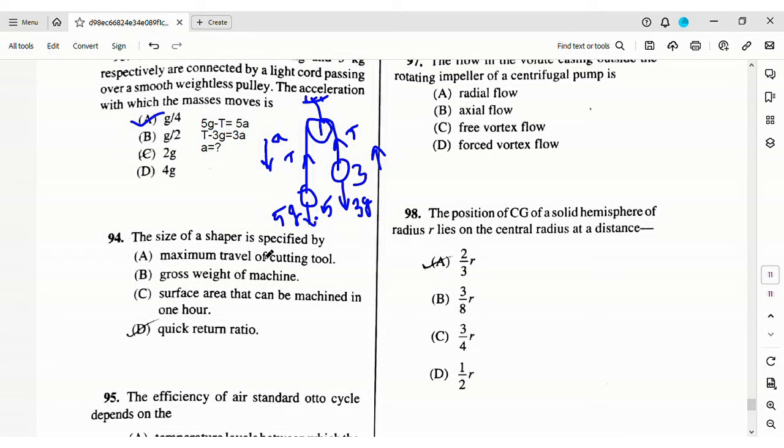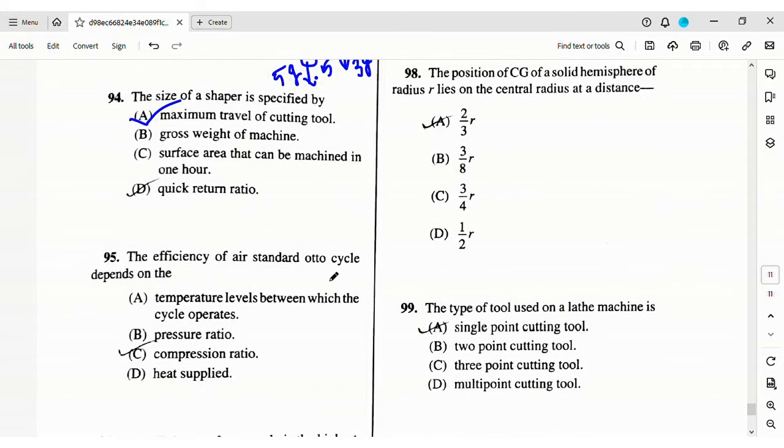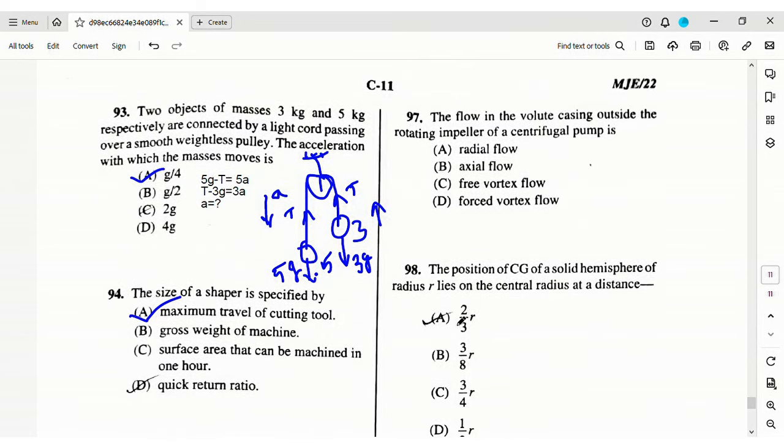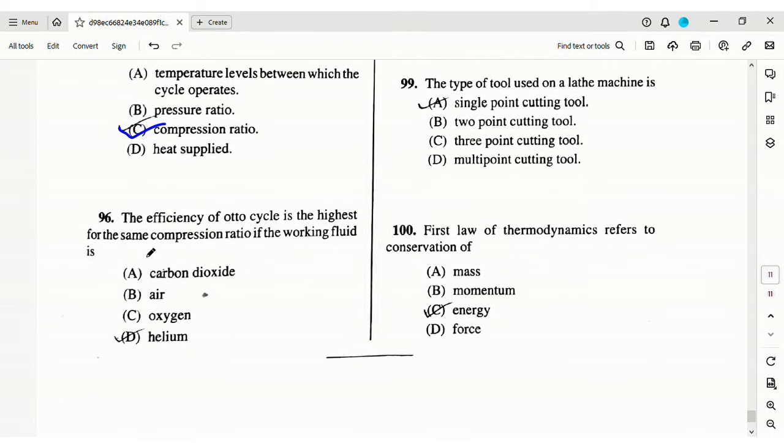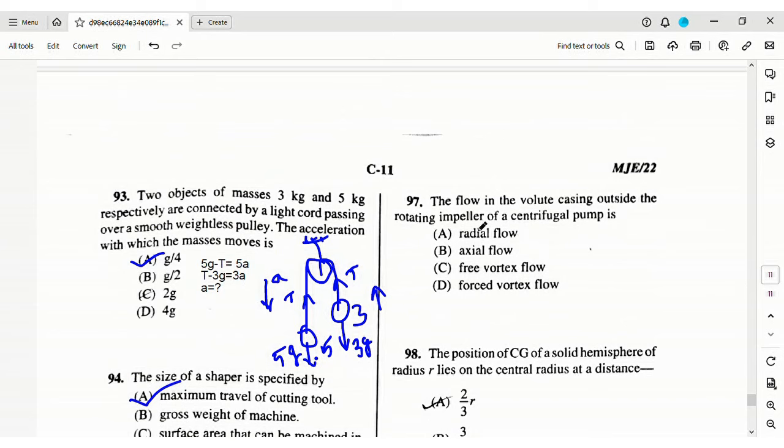The size of a shaper is specified by the maximum travel of the cutting tool. The efficiency of the air standard Otto cycle depends on its compression ratio. Question 96. The efficiency of the Otto cycle is the highest for the same compression ratio if the working fluid is helium. The flow in the volute casing outside the rotating impeller of a centrifugal pump is free vortex flow.